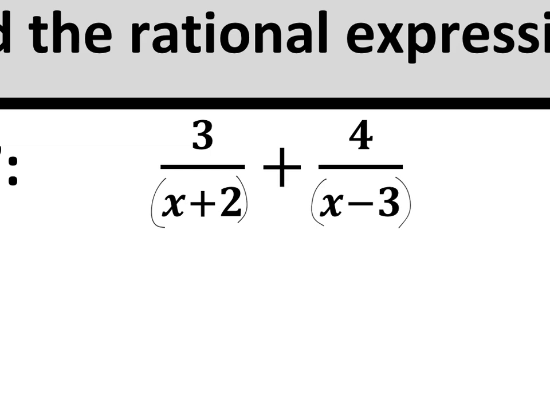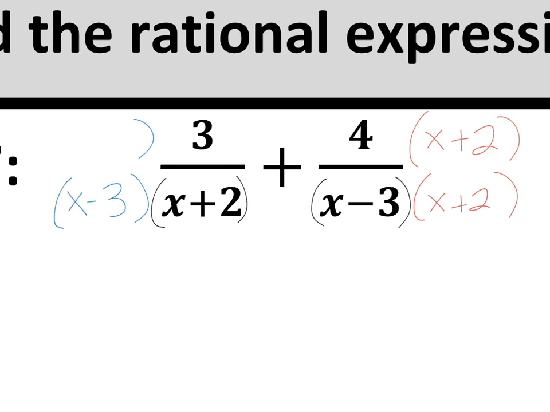Okay, since the first fraction has an x plus 2 down there, we have to give the second fraction an x plus 2 as well. But if you multiply a denominator, you also have to multiply a numerator. Our second denominator has an x minus 3, but the first one is missing that. So let's give the first one an x minus 3 on the bottom, and then you also have to multiply it times the top, or else you change what the problem is.